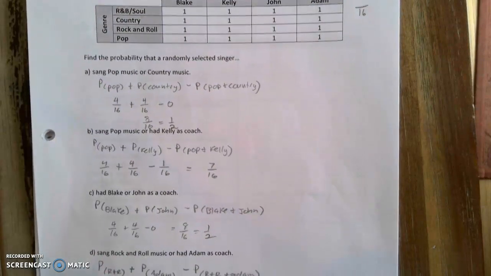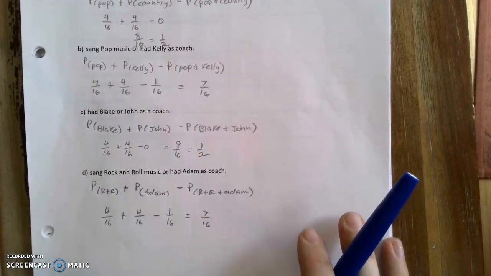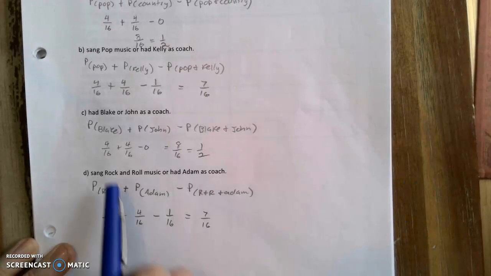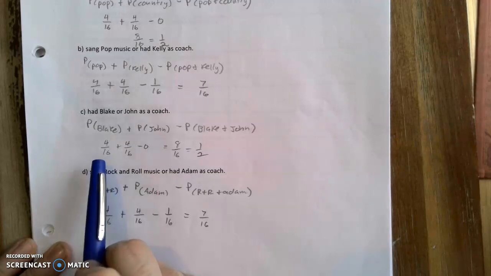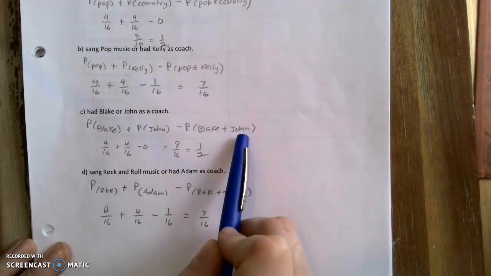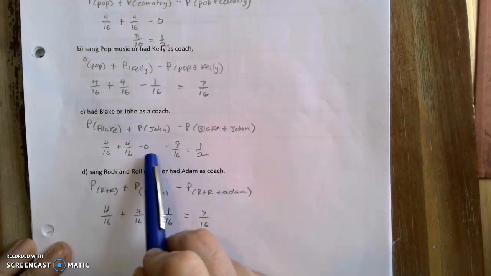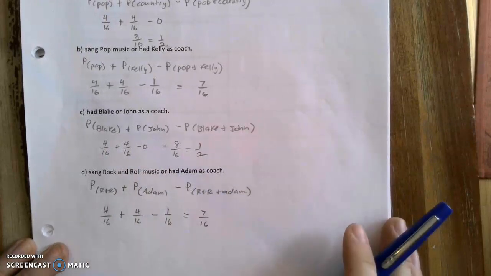Okay, had Blake or John as a coach. So probability of Blake, 4 out of 16. The probability of John is 4 out of 16. But Blake and John together, you couldn't have both of them as coach, so that's 0. So we get 1/2 as our probability.